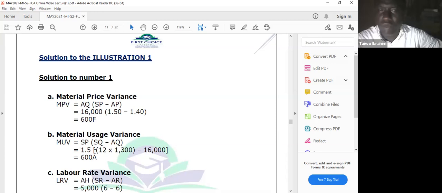Now, what about the actual quantity? The actual quantity of the material, you go to the actual, and they will tell you the actual quantity they use. Can you see this is material now? The actual quantity of material is 16,000 meters, because it's actual.